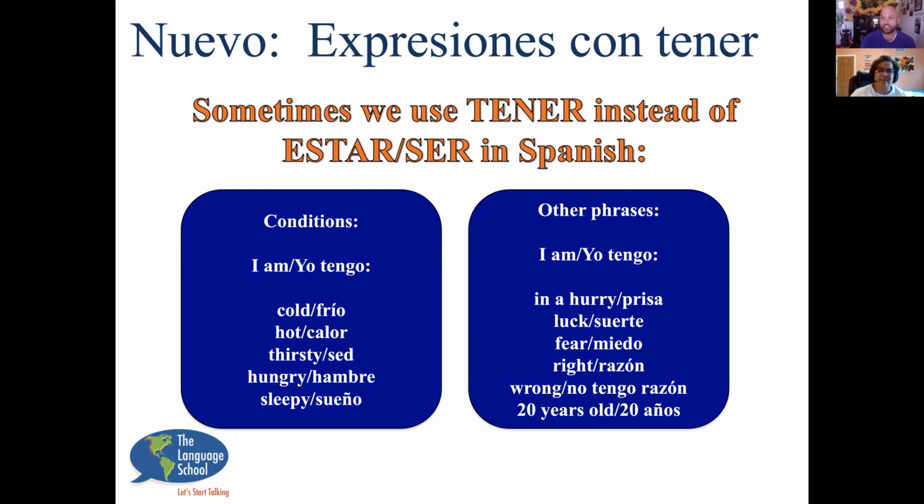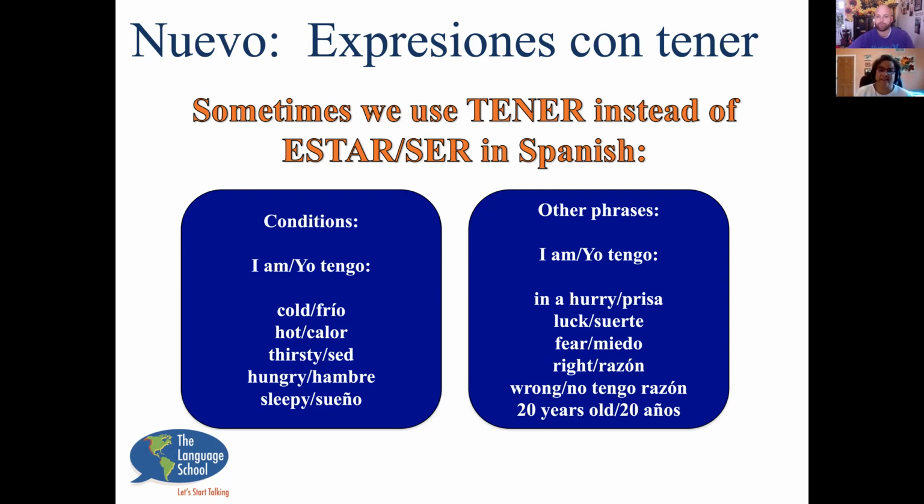And you want to pay attention, because if you say it with estar or ser, you can actually end up saying something completely different from what you intend to say. So, for example, to say I am cold, like it's chilly and I'm cold, say yo tengo frío. To say I'm hot, yo tengo calor. Tengo sed is I'm thirsty. Tengo hambre is to be hungry, and then tengo sueño is to be sleepy.